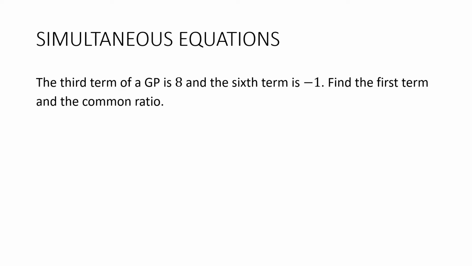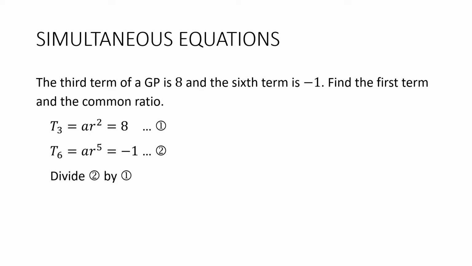So third term is equal to 8. That means AR to the n minus 1, n is 3, so AR squared will equal 8. There's our first equation. Here's the second one. The sixth term will equal AR to the power of 5, and it's equal to -1. Now, unlike arithmetic sequences, we can't add or subtract these ones. We have to divide. So I'm going to do this one divided by this one.